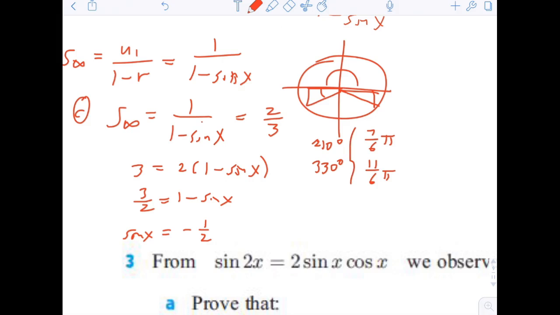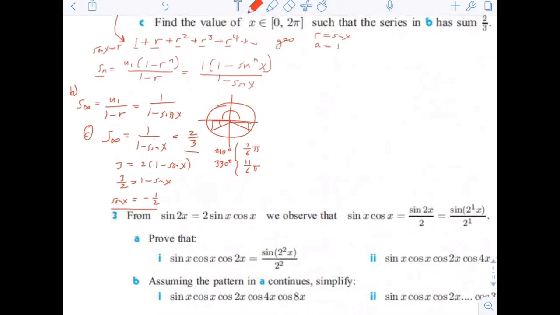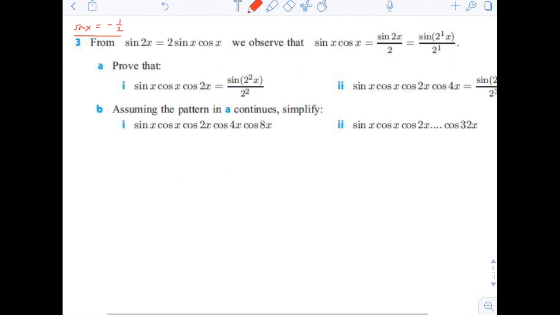Okay, so those are the two values of x between 0 and 2 pi which would make sine of x negative 1/2, which would make the sum 2/3. Okay, anything else on this one? Nope, that was it for 1. Let's do 3.